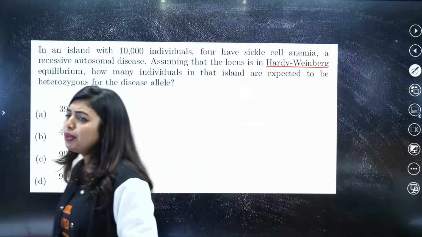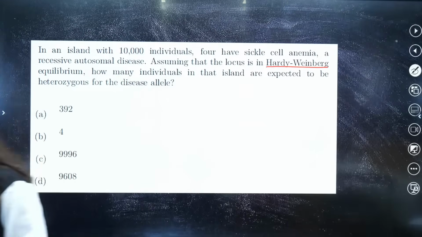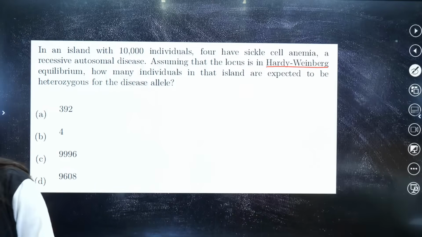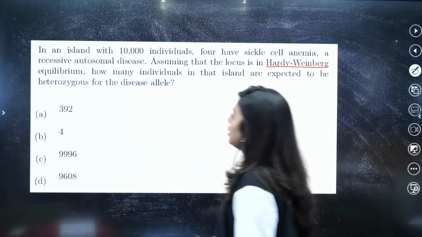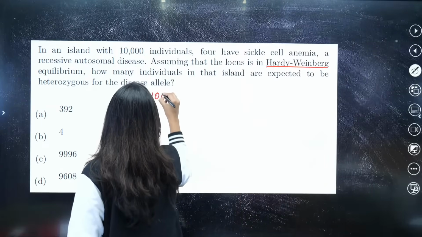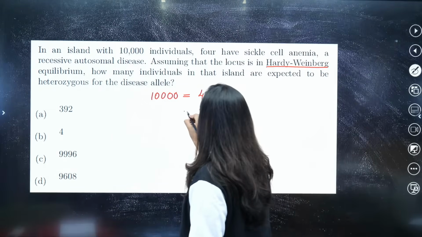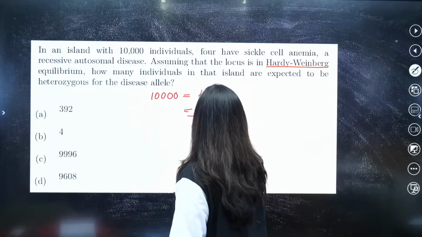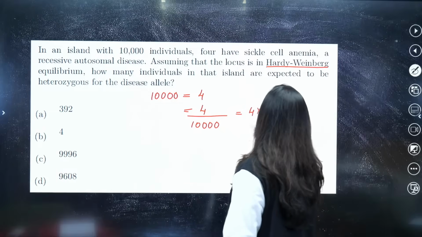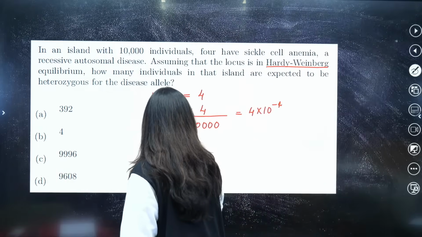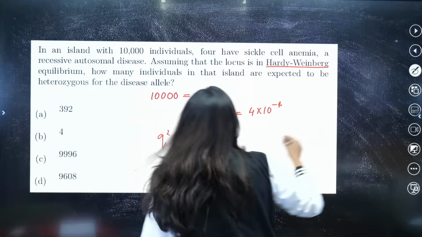Now, how many of you know how to solve this? Shall we try solving it? Yes. Can we try solving it? Okay, now let's see. 10,000 is the total number. 4 people have got sickle cell anemia. So I am going to do 4 divided by 10,000, which is equal to 4 into 10 to the power minus 4. So this is my q squared. q squared is equal to 4 into 10 to the power minus 4.